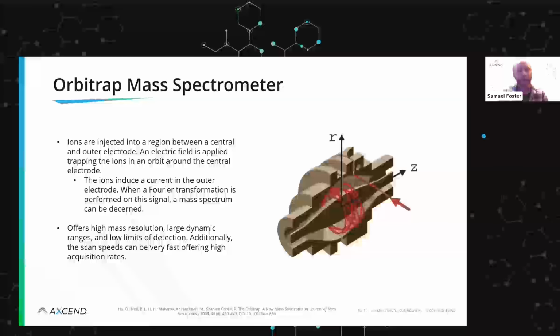And as they orbit, they effectively generate a current inside of the electrode. And that current, when you perform a Fourier transformation on it, can be changed into a mass spectrum. It's a little bit technically complicated. They're often very expensive, but they give very high mass resolution, very low limits of detection, and very high acquisition rates. And so they are an extremely powerful mass spec type, but they're often a little bit on the higher end of cost.